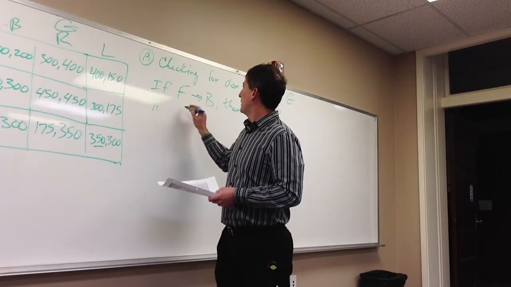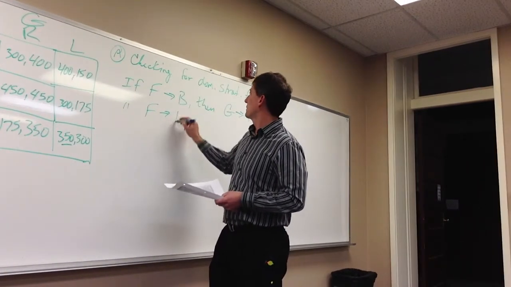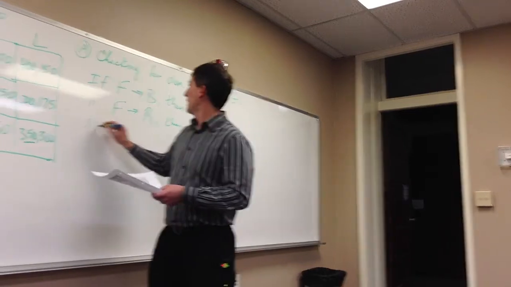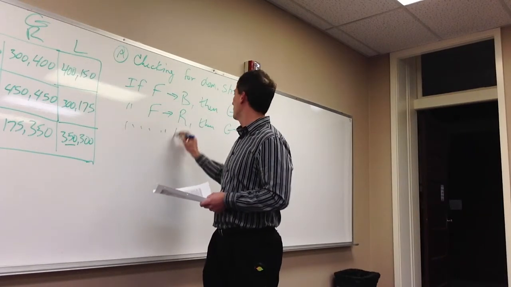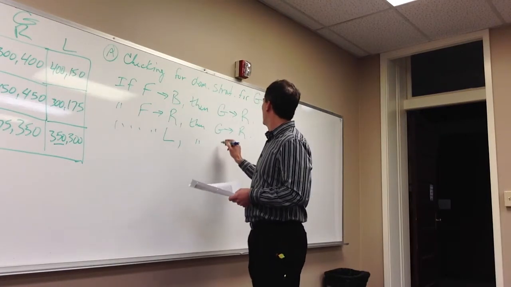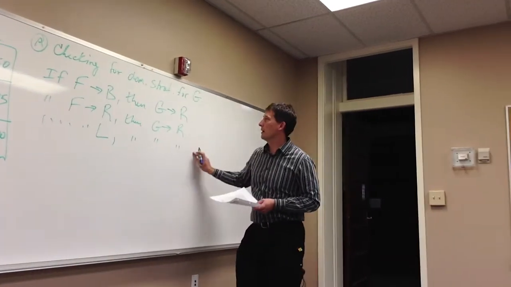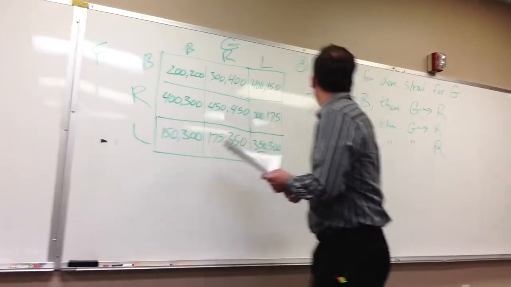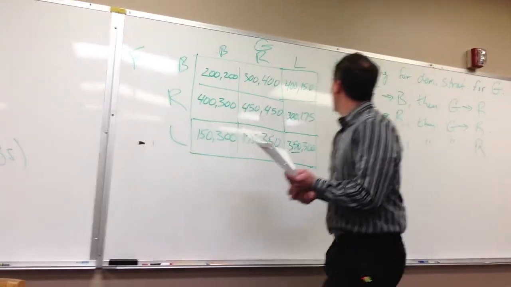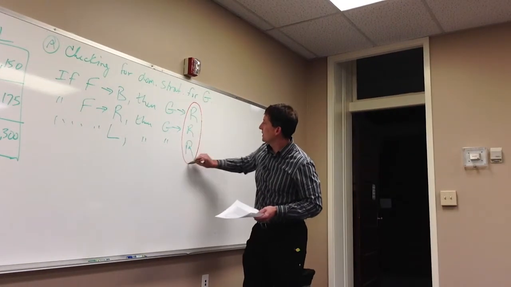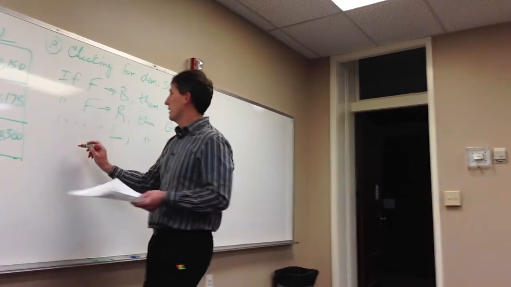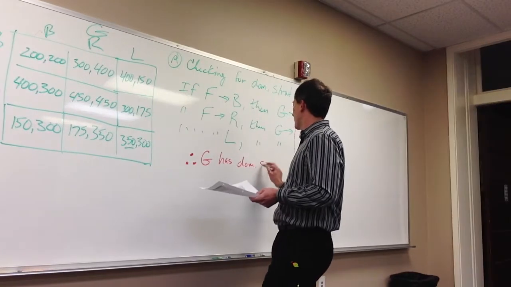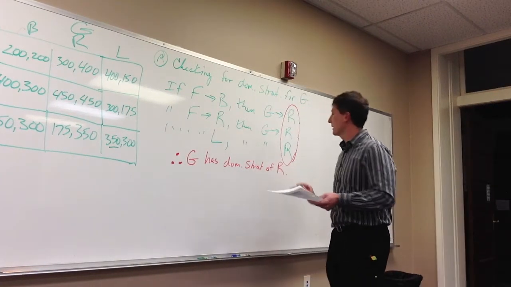If Food4U chooses to remodel, then Grocery Mart should still choose to remodel. If Food4U chooses to leave it as is, then Grocery Mart should still remodel. So what makes it a dominant strategy is that no matter what Food4U does, the choice is always the same. We're going to choose to remodel. So therefore, Grocery Mart has a dominant strategy of remodeling.